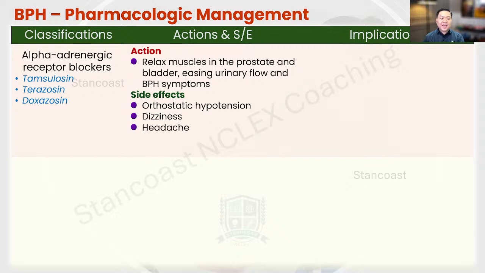Now, there's also headache, fatigue, nasal congestion, and also retrograde ejaculation. Do you know what this is? Retrograde ejaculation is a side effect wherein the semen will enter the bladder instead of emerging through the penis during ejaculation. So it's kind of weird that it's actually going up into the urinary tract instead of leaving through the urethra.